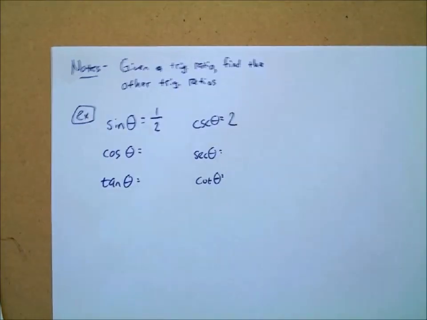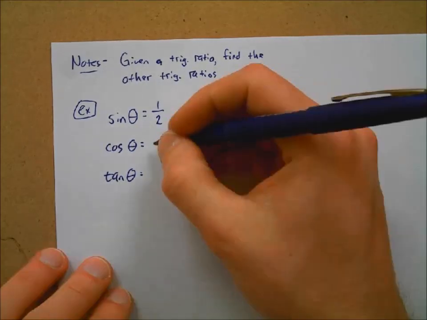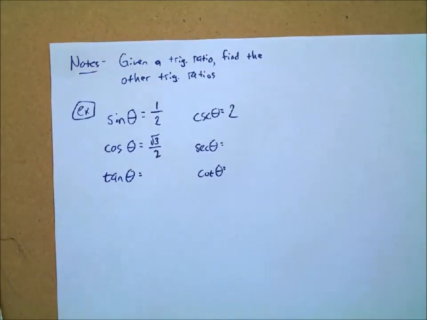But then Joshua, you said that cosine isn't that hard to do either, right? Why? What do you think cosine of theta is going to be? Root 3 over 2. That is right. How did you know that was going to be the case? Good point. You brought up two good things here. Let's just pause right there.